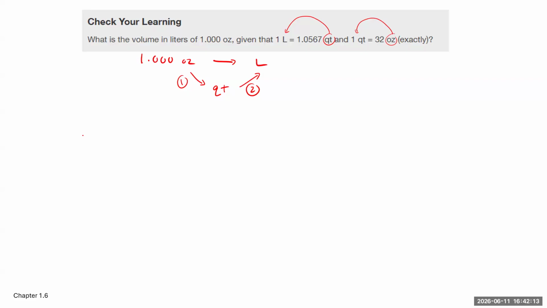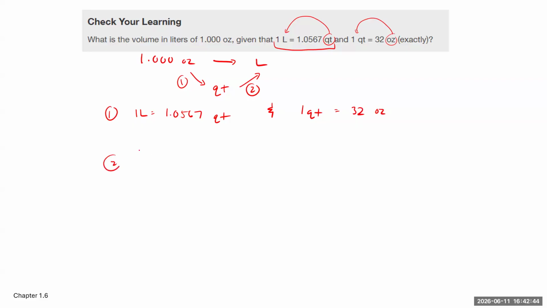And you're going to do the same thing for chemistry, and for dimensional analysis that you're going to have to pick up. All right, so this is step one: find the conversion rates, and they have them written out for us. One liter equals 1.0567 quarts, and 1 quart equals 32 ounces.